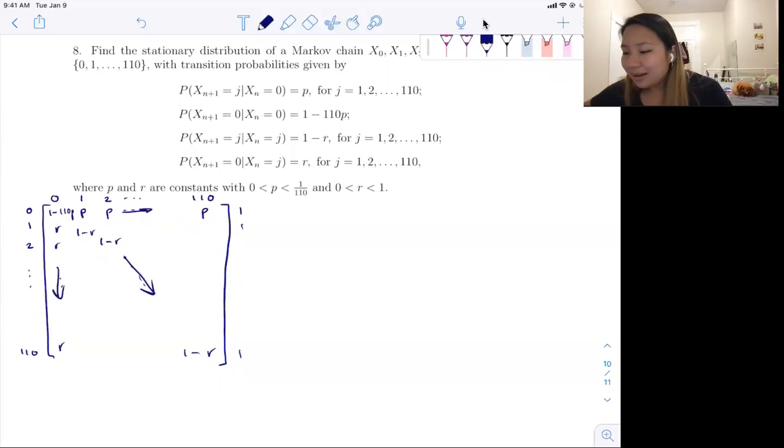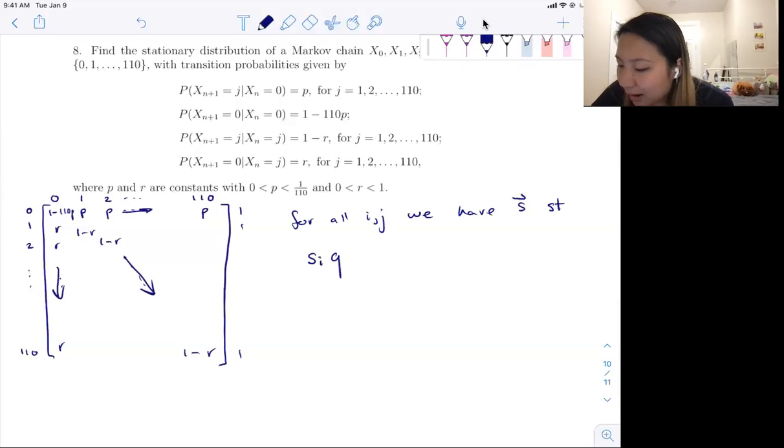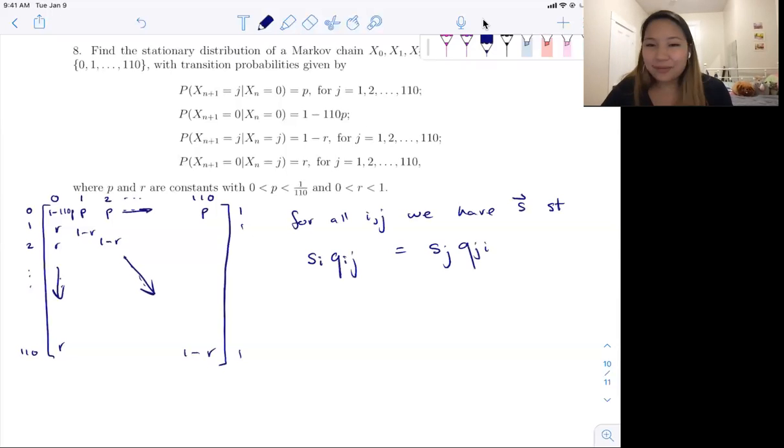A reversible Markov chain satisfies detailed balance, which is, for all i, j, we have a vector s such that s_i times q_ij equals s_j times q_ji. If you look at that, it's the probability you start at i and then move to j, versus the probability you start at j and move to i. That's kind of why it's called reversible.